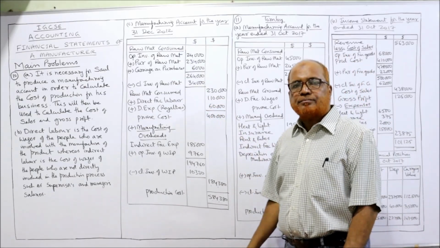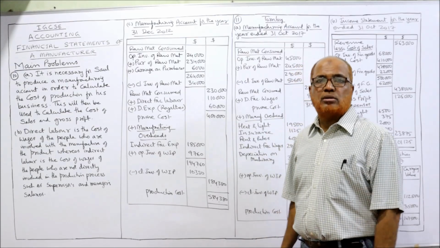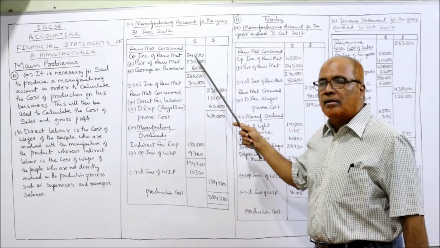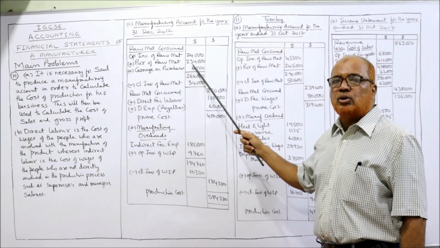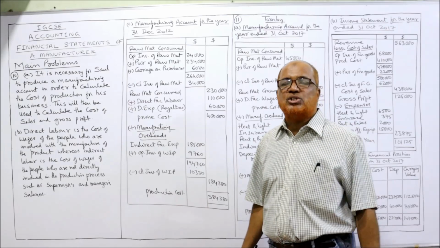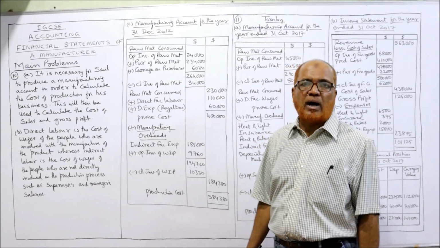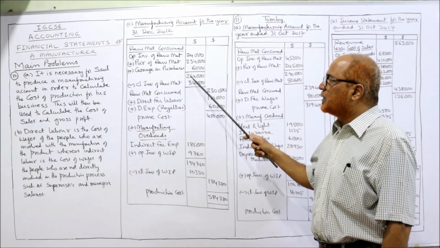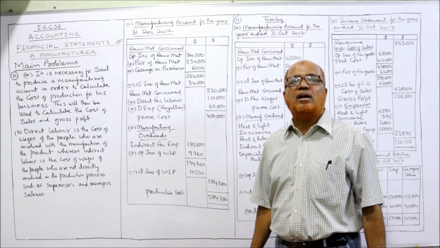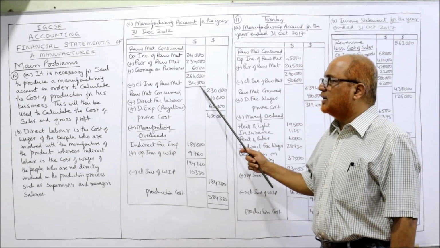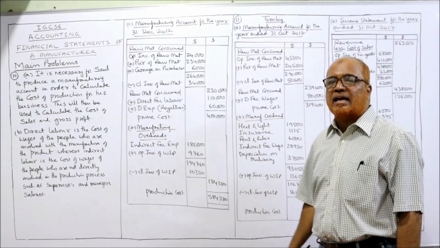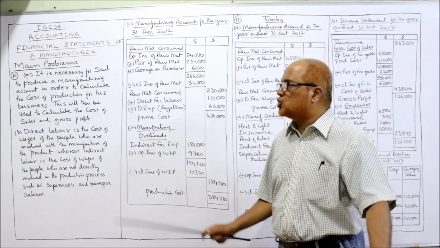First we need raw material consumed. So opening inventory of raw material 24,000 given. Add purchase of raw material 2,34,000. Add carriage on purchases or carriage inward. Add up these three, 2,64,000. From this, deduct the closing inventory of raw material, that is 34,000. After subtracting 34,000, the net amount is 2,30,000, that is the raw material consumed.